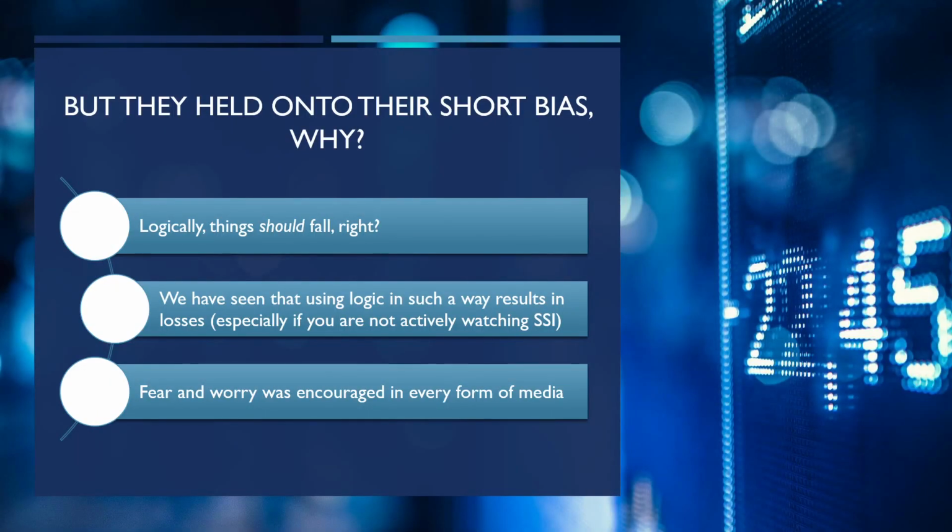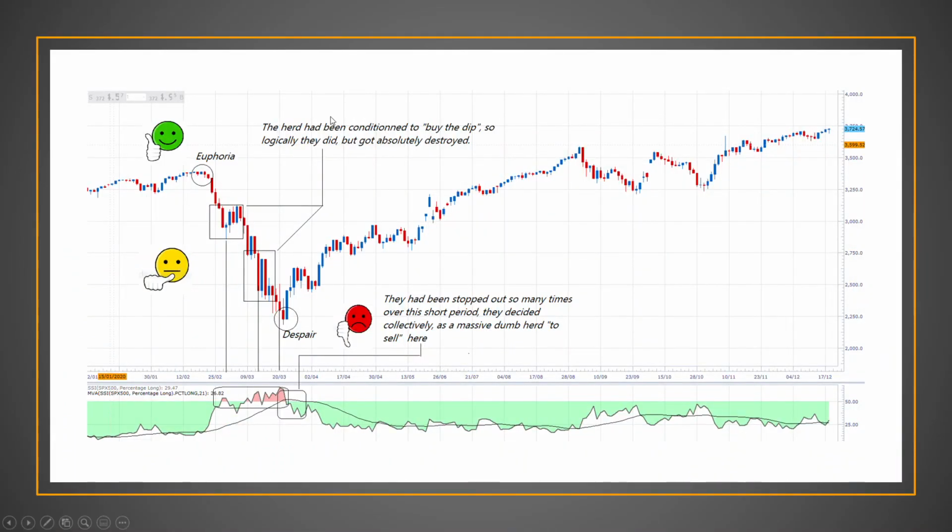But they held on to their short bias. Why? Well, logically, things should be falling, right? We had the coronavirus and the supply chain issues. But we have seen that using logic in such a way results in losses, especially if you're not actively watching SSI. So the logical trader got destroyed. And then the logical trader decided to sell, but he got trapped. And so he came up and we rallied like crazy. And up he went, right?